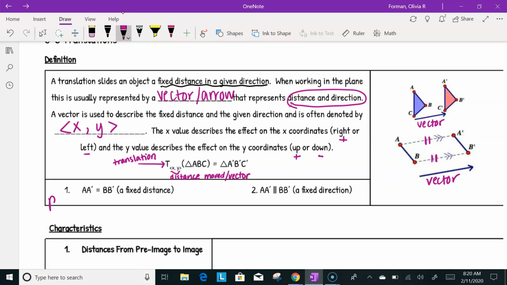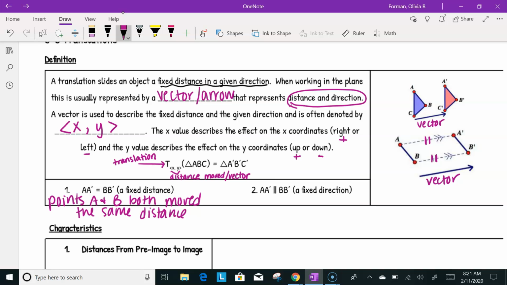That just tells us that points A and B both moved the same distance. If you remember yesterday when we had reflections, the points didn't all move the same distance. Instead, it was dependent on how close or far away they were from the line of reflection.